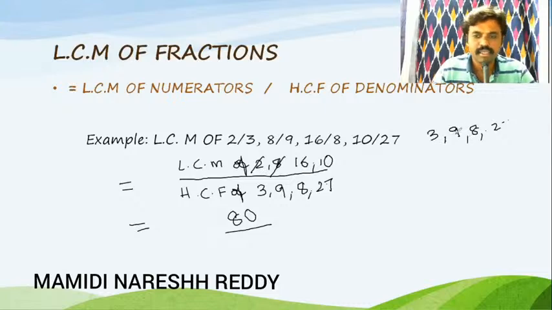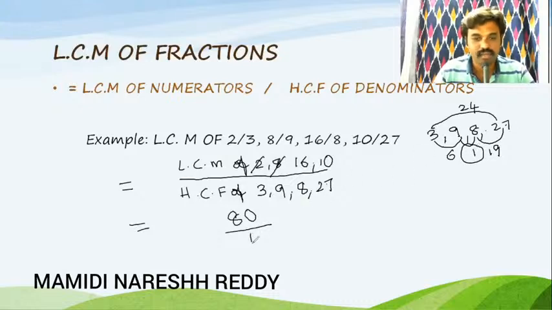To find the HCF, we need to take the difference of each two numbers. Now 9 minus 3 is 6, 9 minus 8 is 1, 27 minus 8 is 19, and 27 minus 3 is 24. Here we need to select the least difference. The least difference is 1. So we take the HCF as 1. Got the point? Why? Because 1 is a factor of all the four numbers here.